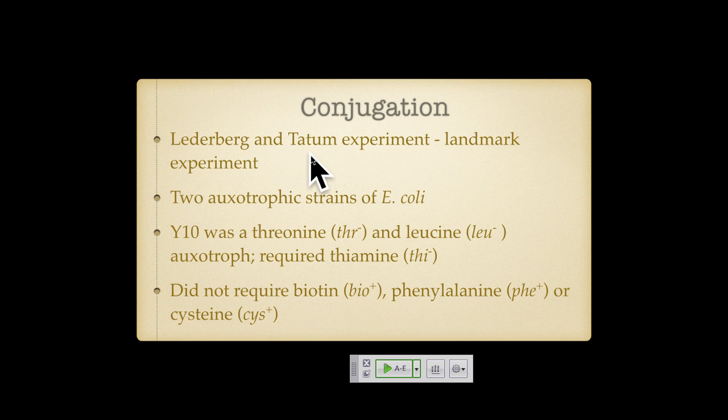So Lederberg and Tatum did this sort of classic experiment that proved this process of conjugation. This looks a little bit complicated at first because there's 6 different genes involved. But here's the main point. There was a strain of E. coli called Y10. It was a threonine... Threonine is what? A nucleotide? Amino acid, okay. So it's a threonine auxotroph, also leucine auxotroph, that's why the minus, and it had to have thiamine. But it was wild type for biotin, phenylalanine, and cysteine.